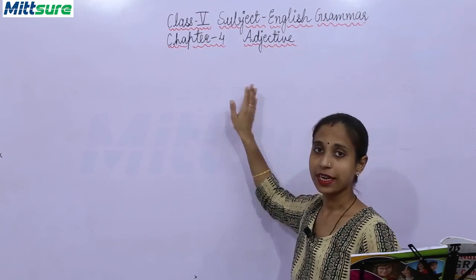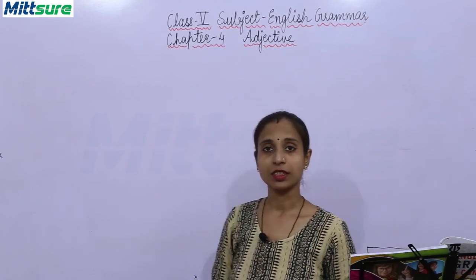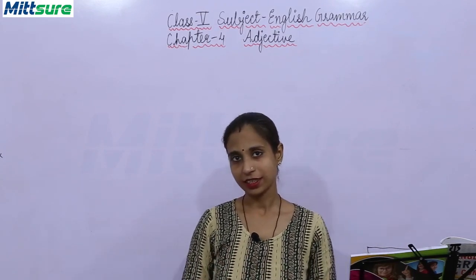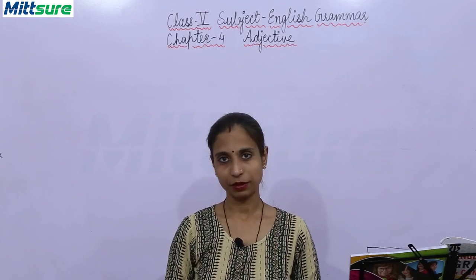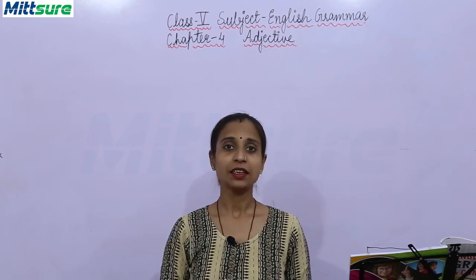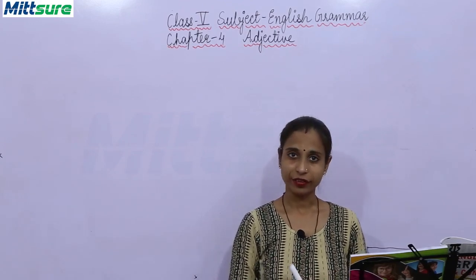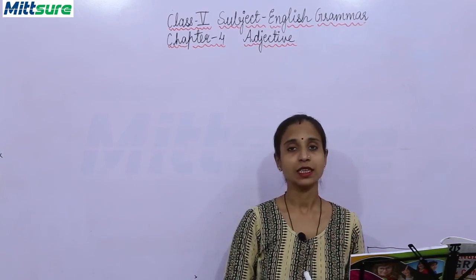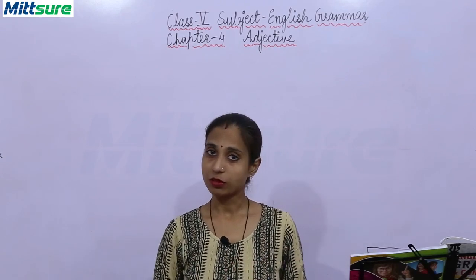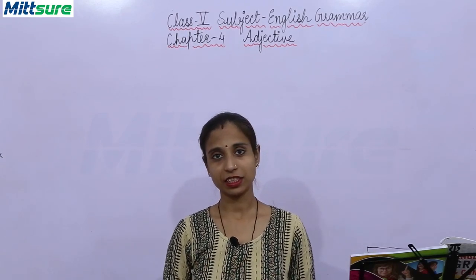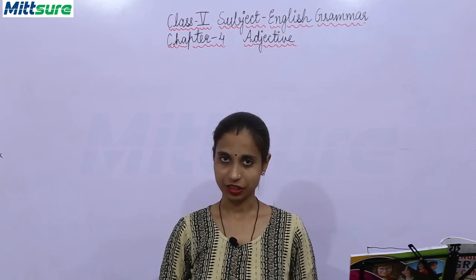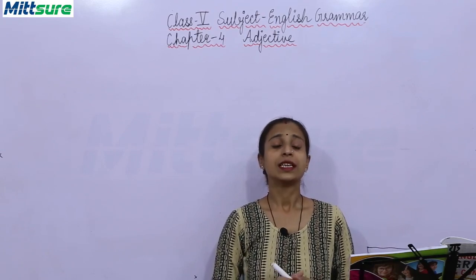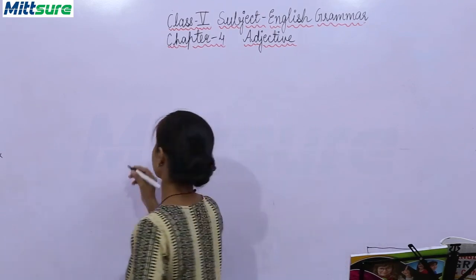Today we are going to start with the second part of chapter number 4, adjectives. Children, in the previous session we have already studied what adjectives are. Adjectives are describing words, right? And we also studied various kinds of adjectives like adjective of quality, adjective of quantity, adjective of number, demonstrative adjective, possessive adjectives and interrogative adjective. Now, today we are going to do degrees of adjectives.